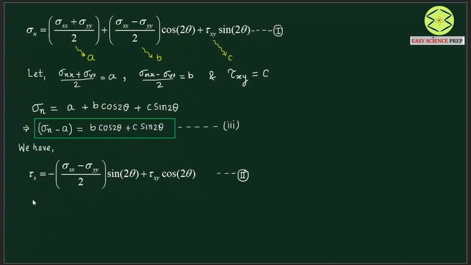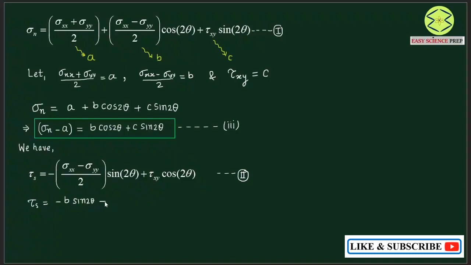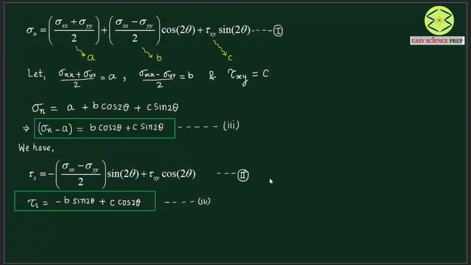So we can simplify this equation: minus B sin 2 theta plus C cos 2 theta. This can be called equation 4. Now our objective is to get an expression by using equation 3 and equation 4, and we would like to eliminate theta from both equations. So what I will do is square and add both sides.